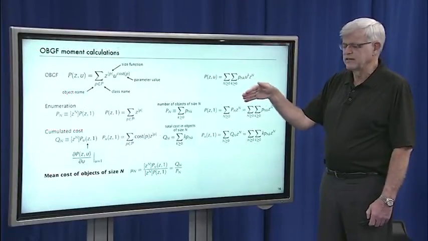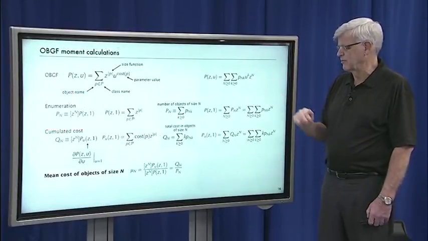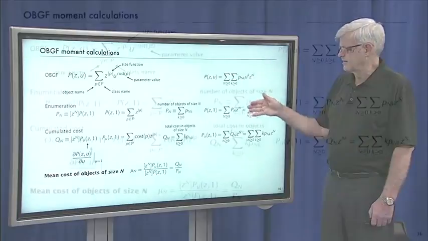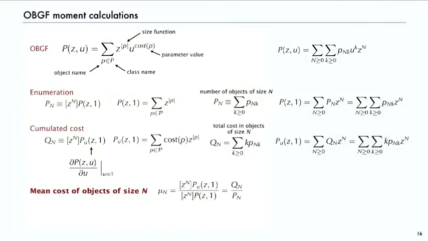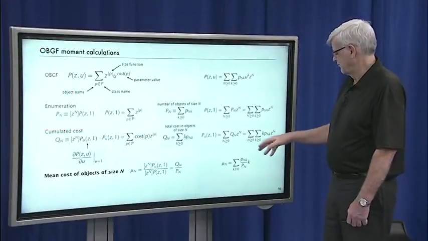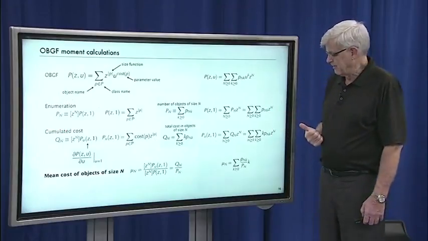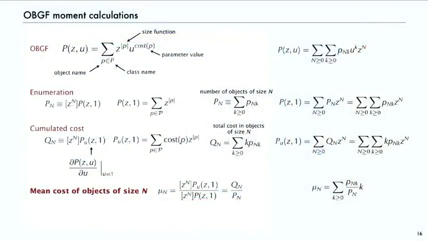So that gives us what we need to calculate the mean cost of objects of size n. We take the coefficient of z^n in the partial with respect to u of the OBGF, evaluate at u equals 1, and divide by the coefficient of z^n in the OBGF evaluated at u equals 1. And that's, in many cases, a simple calculation. And again, that's the average, which maybe you're more familiar with in the form over here, the sum of k p_{nk} over p_n.